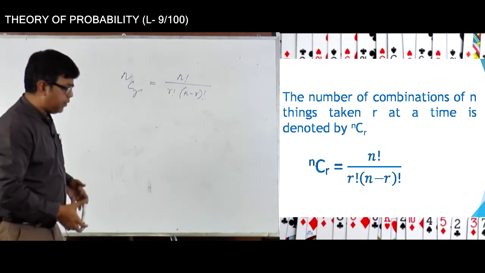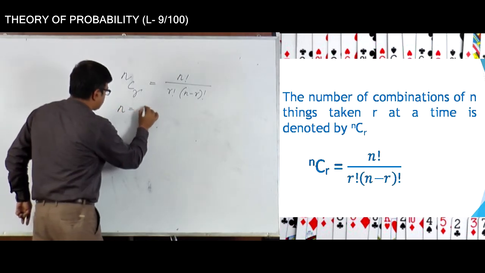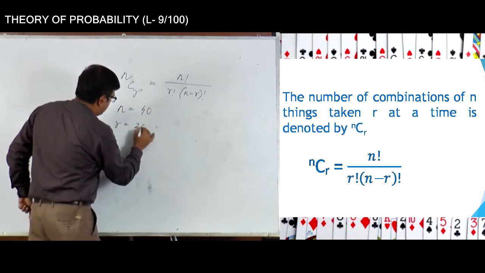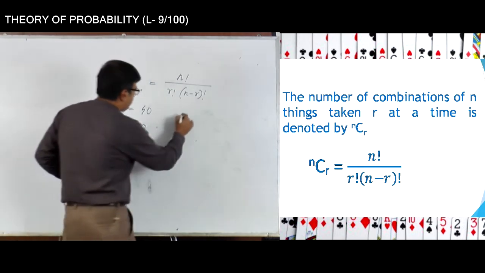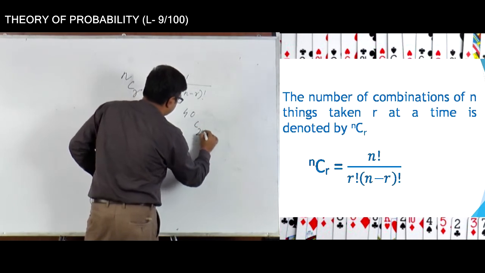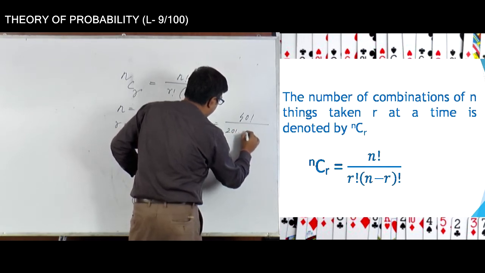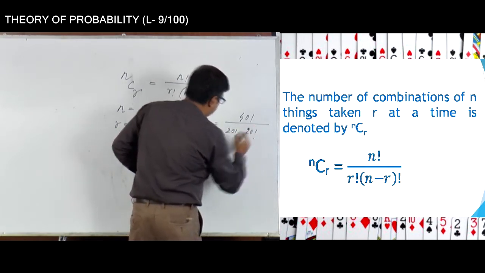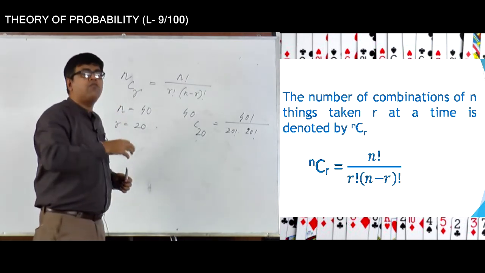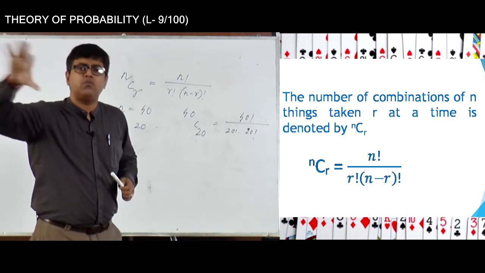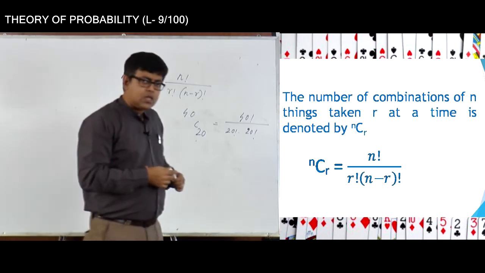Like the example I told you just now, in how many ways can I select 20 books from 40 books? In that case my N is 40 and my R is 20, because I have 40 books and I have to select 20 of them. Using the formula, I can do this in 40C20 ways, which is 40 factorial divided by 20 factorial into 20 factorial. That will give me the number of ways I can select those 20 books from 40 books and put them in a shelf which can accommodate 20 books. So, this is basically the principle of combination.